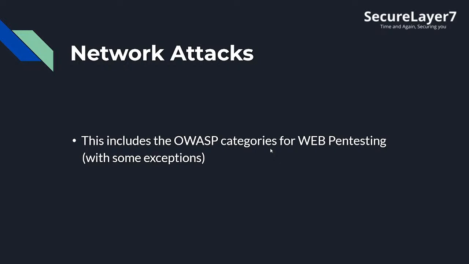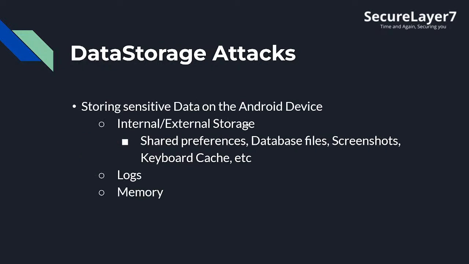So in reflected XSS, the attack vector is like we send a URL to the victim, and when the victim visits it, the JavaScript will get executed on his browser, right? But this is not possible in the case of an Android application. Then, as I said earlier, data storage attack.